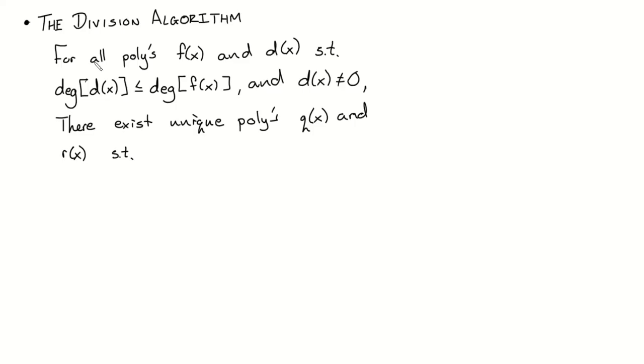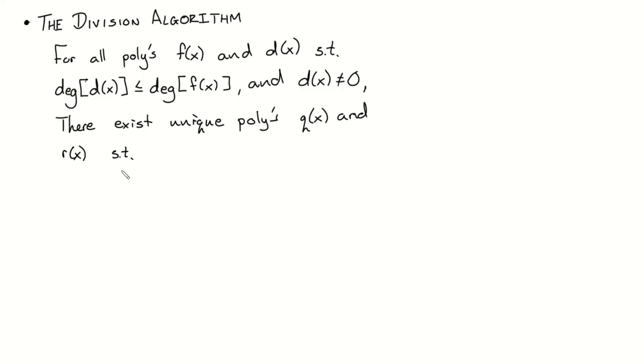For all polynomials that you ever give me, f of x and d of x, where d of x is a smaller degree, just means a smaller power, less than f, and it's not 0, there exists a unique polynomial, or several unique polys, that we'll call q of x and r of x, such that the following winds up true. Now, this stuff looks kind of ugly. Realistically, it looks ugly, but oftentimes in math, a lot of stuff looks ugly and it isn't really.